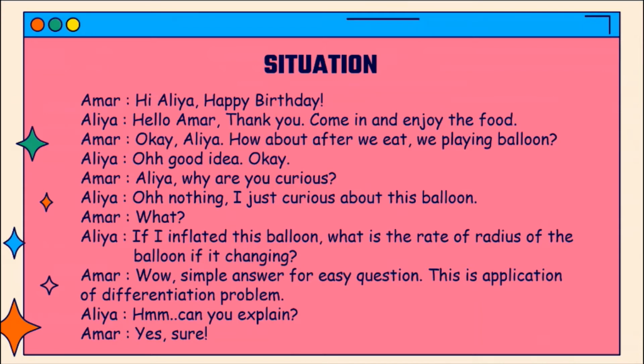What? I was thinking, if I inflated this balloon, what is the rate of radius of the balloon if it is changing? Wow, simple answer for easy question. This is application of differentiation problem. Can you explain? Yes, sure.